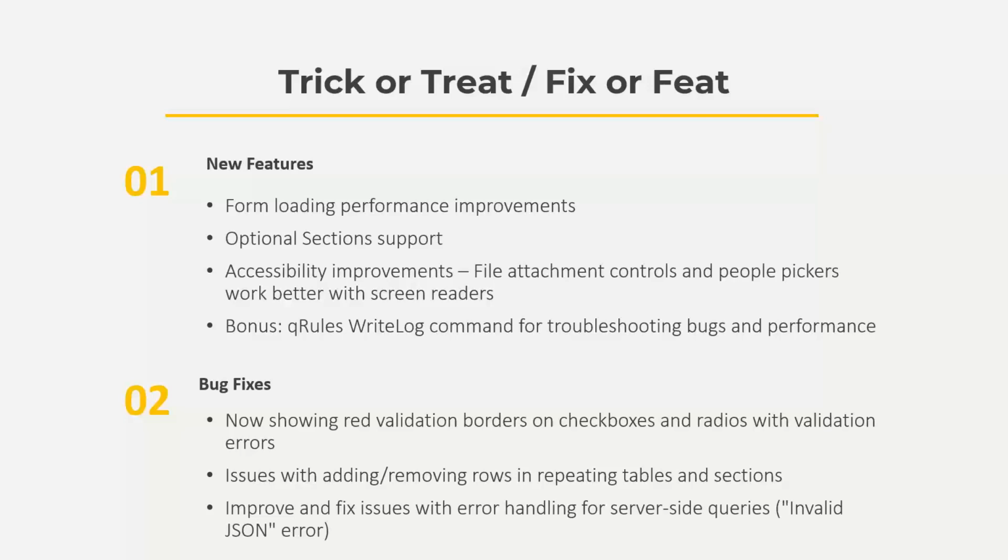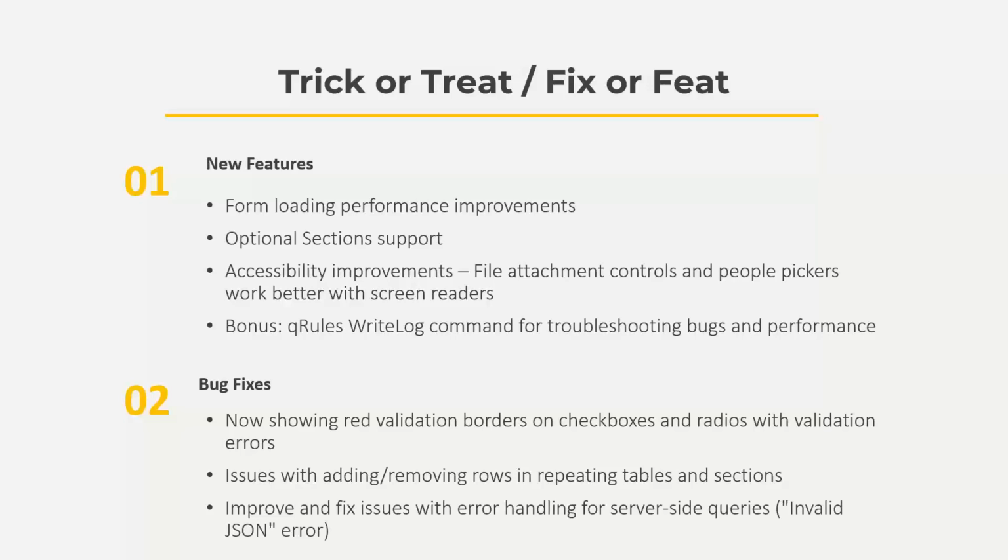Optional sections are also a feature we've put off adding for a very long time. We found a couple of forms that were using a ton of them, and we thought, well, it's time to support these, just in case anyone wants to use them, now you can. We've got a few accessibility improvements where things work a little bit better with screen readers now, particularly file attachment controls and people pickers. And we've got this new write log command that you can use to troubleshoot some stuff in your forms.